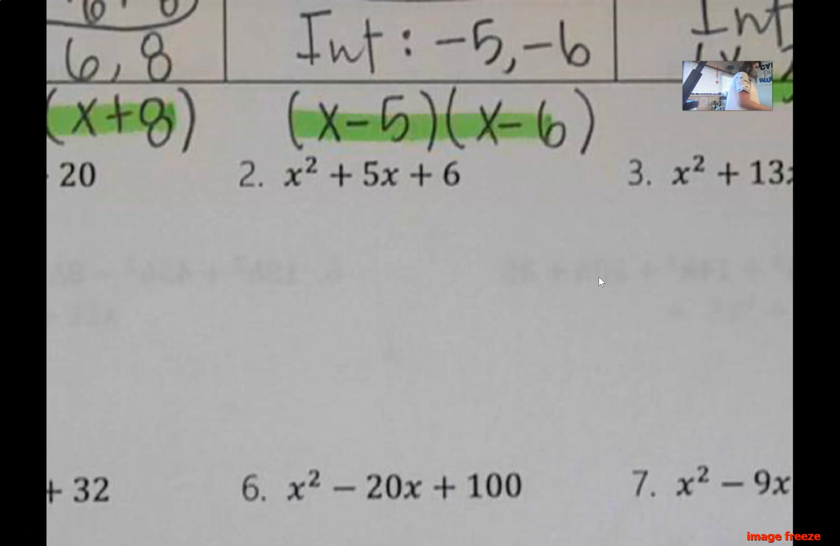So you're writing your answer on your whiteboard for this problem. It's our last problem.